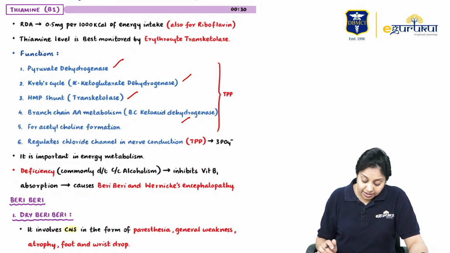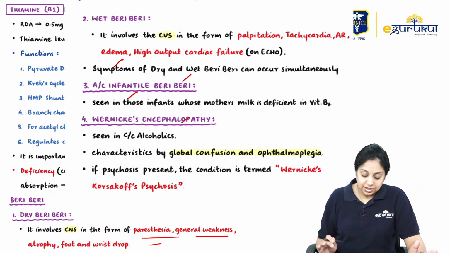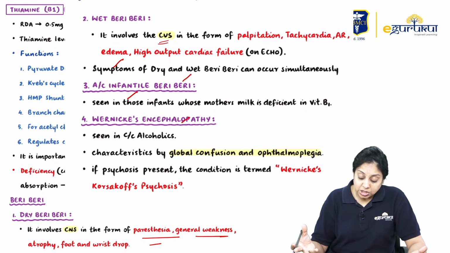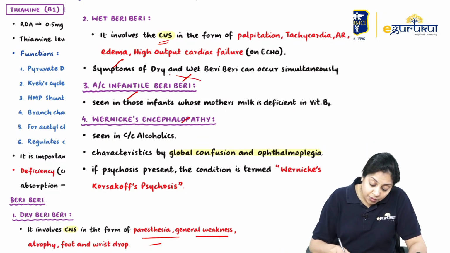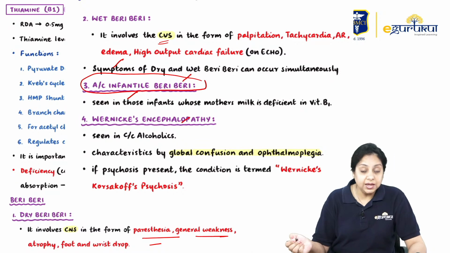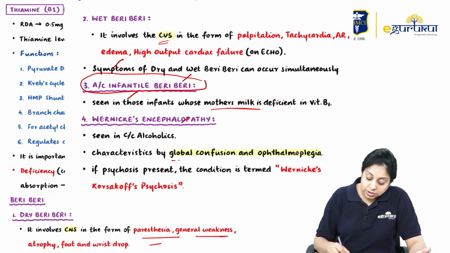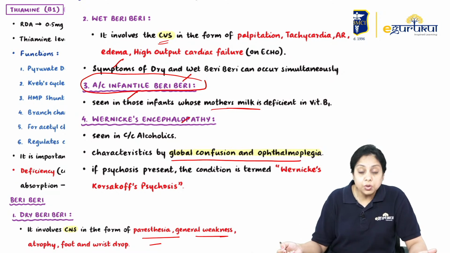The dry beriberi. These are the features, kind of dry features. Then the wet beriberi, it is more or less related to the CVS, right? We see the edema, palpitation, tachycardia, high output cardiac failure, right? And then one of you asked about the infantile beriberi, right? As I have told you previously in this video also, whose mother is deficient in vitamin B1. Wernicke's encephalopathy is related to global confusion and ophthalmoplegia.